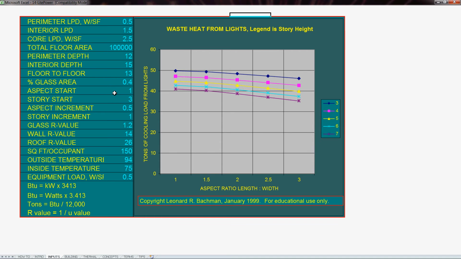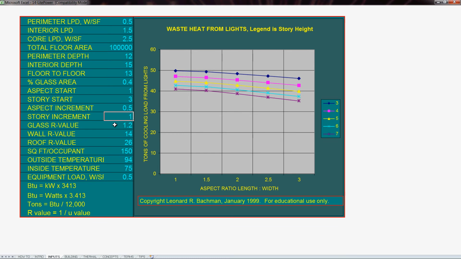Now we generate 25 different schemes by saying we're going to start with an aspect ratio of 1:1 and increment it in this case by 0.5 per step. So it'll be 1:1, 1.5:1, 2:1, etc. We're going to start with a 3-story building and do 4 more scenarios based on incrementing that by 1 story per step. So 3-story, 4-story, 5-story.